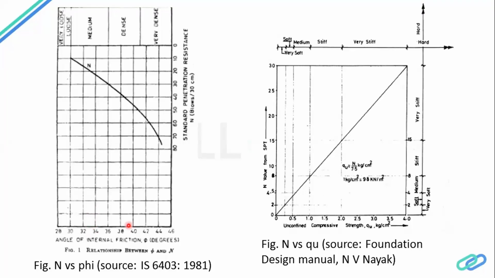Similar way, we have SPT versus cohesion value also in the case of clays. So this is taken from Foundation Design Manual from N.V. Naik. So here SPT N value versus unconfined compressive strength is reported. So after getting this unconfined compressive strength, we can use it to find the cohesion or the undrained shear strength of the soil. So these are like some checks for whatever shear parameters are reported in the soil report.